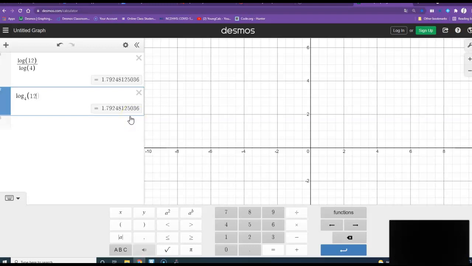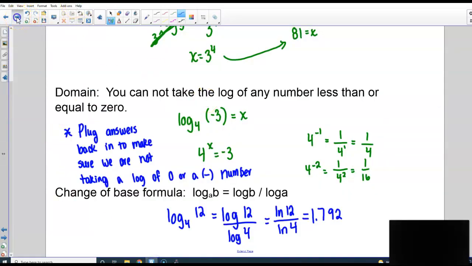There's a good chance there might be parts of your test you are not allowed to use Desmos on, just because if I give you Desmos, I got to give you your phone or the computer. So you need to know how to do it in the calculator also. All right, so let's do some problems.